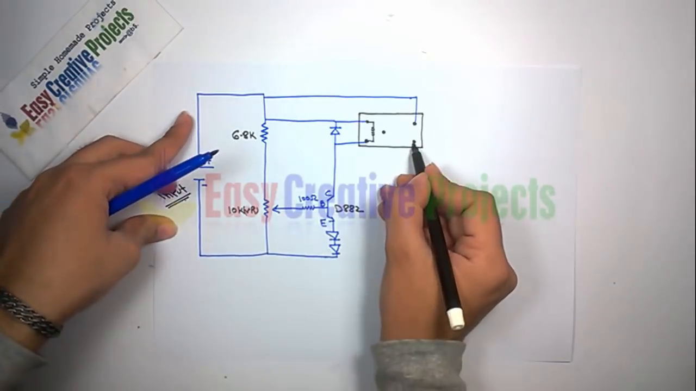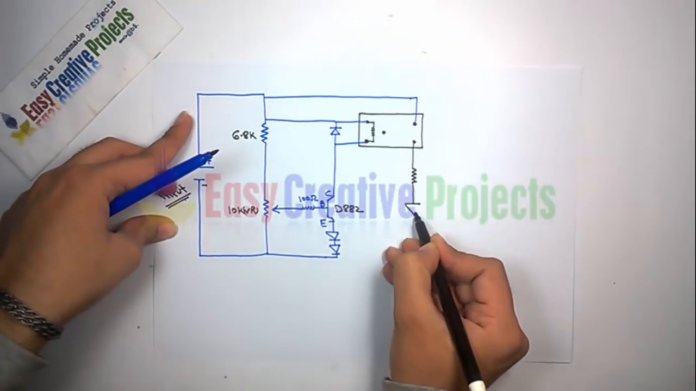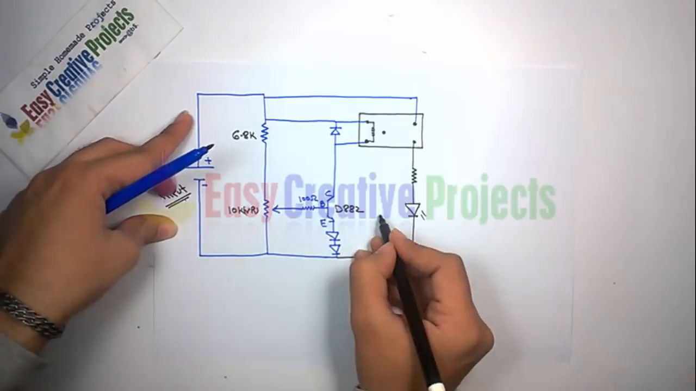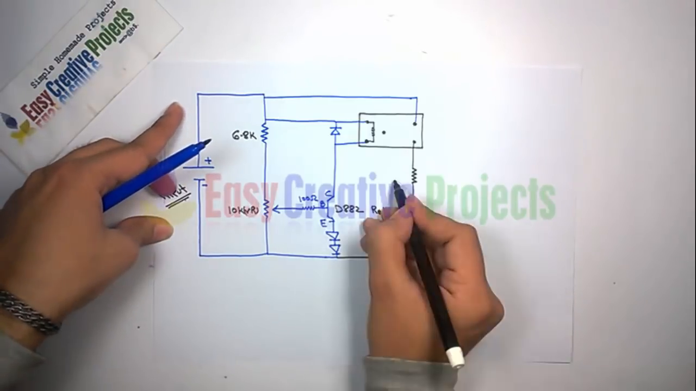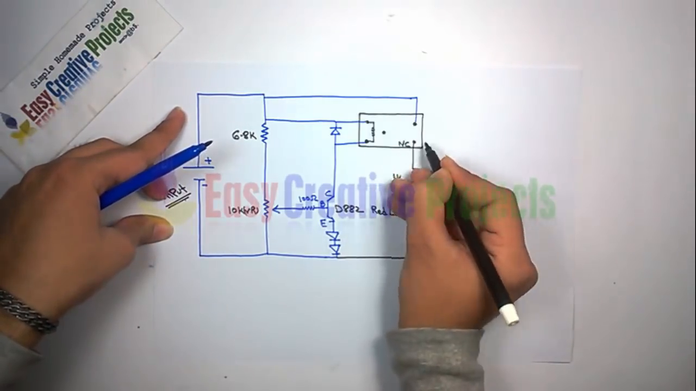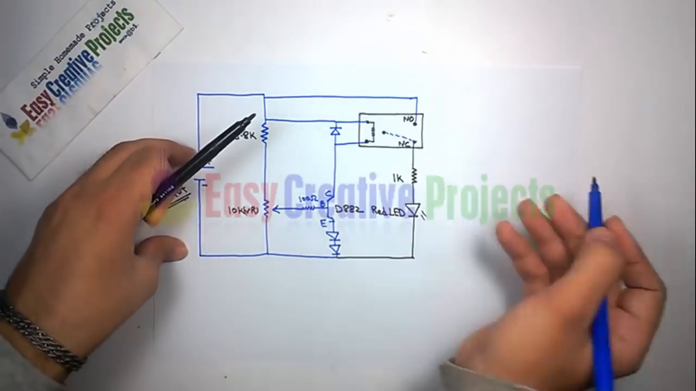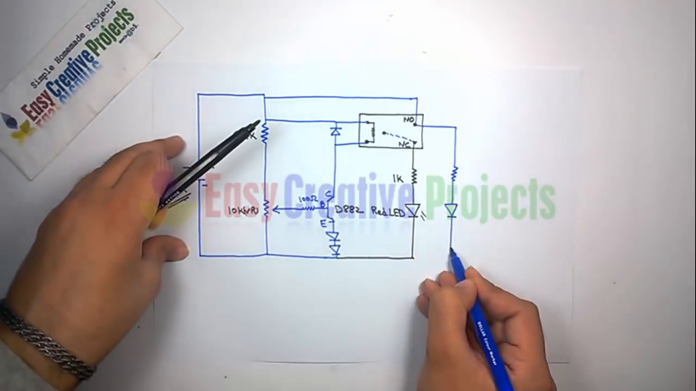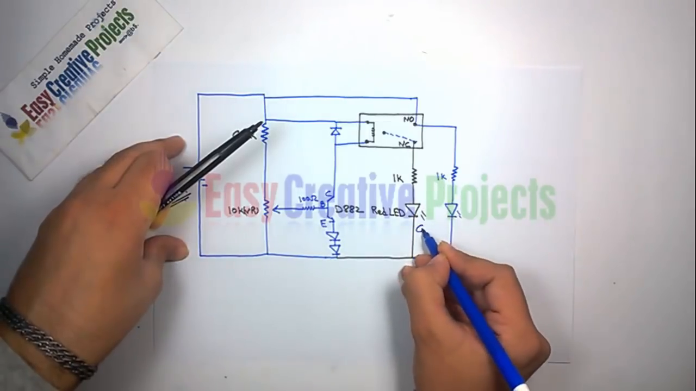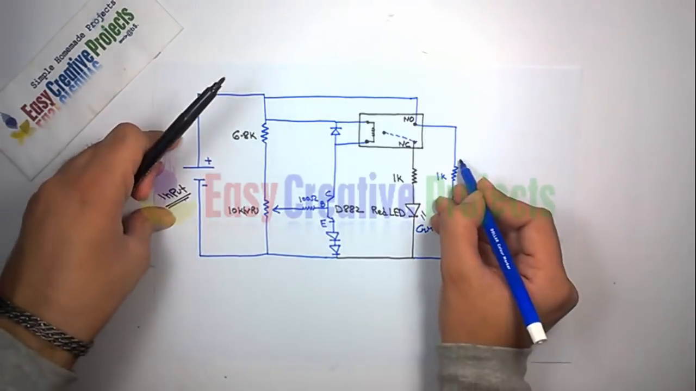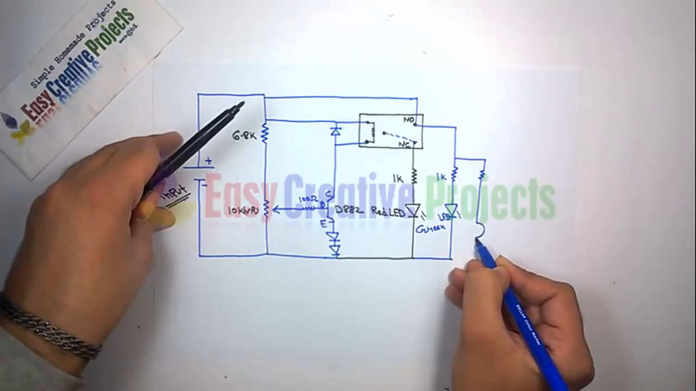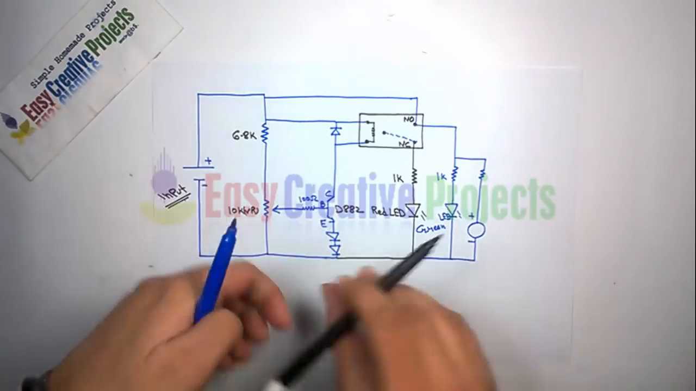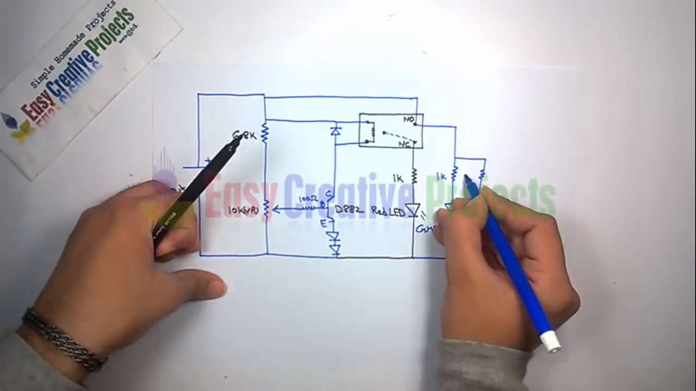Now connect 1K resistor and red LED with relay close pin. Now connect 1K resistor and green LED with relay open pin. Now connect 100 ohm resistor and buzzer with relay open pin for siren.